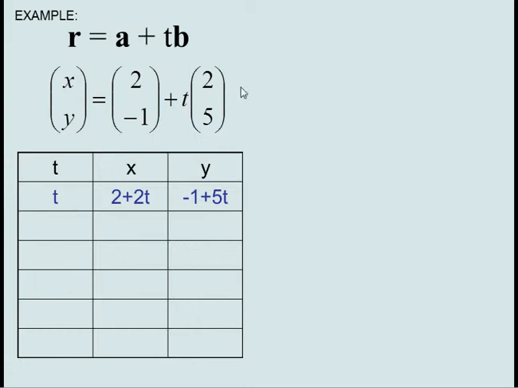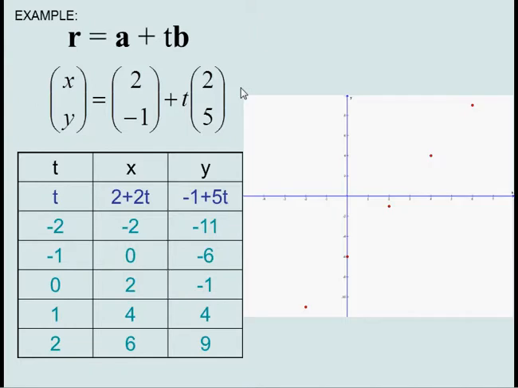If we choose some different values for t, we substitute them in, now we get a set of points. You can see here, that's negative 2, negative 11, that's 0, negative 6, that's 2, negative 1, that's 4, 4, that's 6, 9. Now if we join the dots, we get a straight line. Okay, t can be anything, not just whole numbers. So it's all the real numbers in there, so you get all the points on the line to form a line.